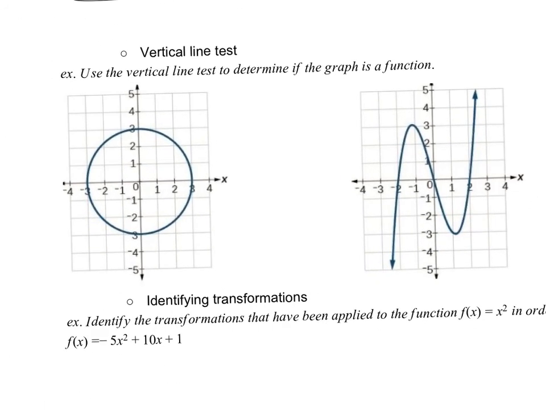Next, I'm going to use the vertical line test. So the vertical line test allows us to determine if a graph is a function. How we use the vertical line test is, if I draw vertical lines through the graph, and at any point any vertical line touches the graph in more than one place, it's not a function. So in this case, every vertical line I have drawn intersects my circle in more than one place. So this is not a function.